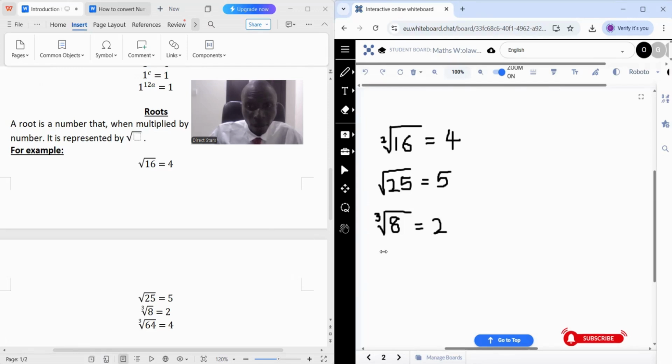And lastly, we're asked to find the cube root of 64. So what we want to look for here is a number that we can multiply in 3 places to give us 64. And that's 4. Because 4 times 4 is 16, and 16 times 4 is 64. So the cube root of 64 is 4.